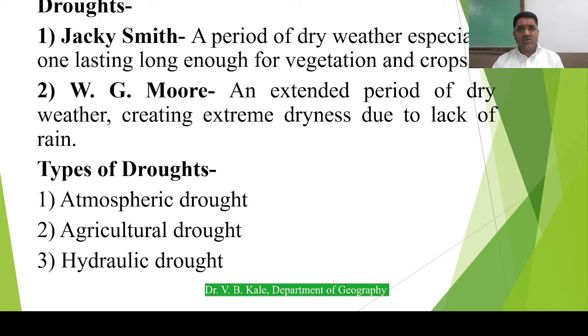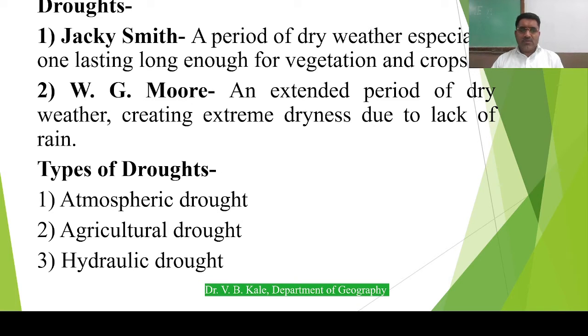Next definition is of W.G. Moore: an extended period of dry weather creating extreme dryness due to lack of rain. In the previous definition, we have seen that it is the shortage of water, but in this definition, it is an extended period of dry weather which creates extreme dryness, and which is due to the lack of rainfall. So this definition is simple: due to the lack of rainfall, there is a problem of water, which affects the overall cropping pattern or the agriculture.